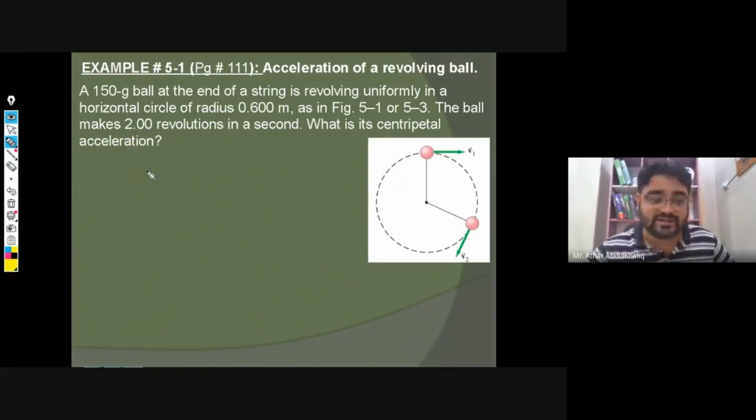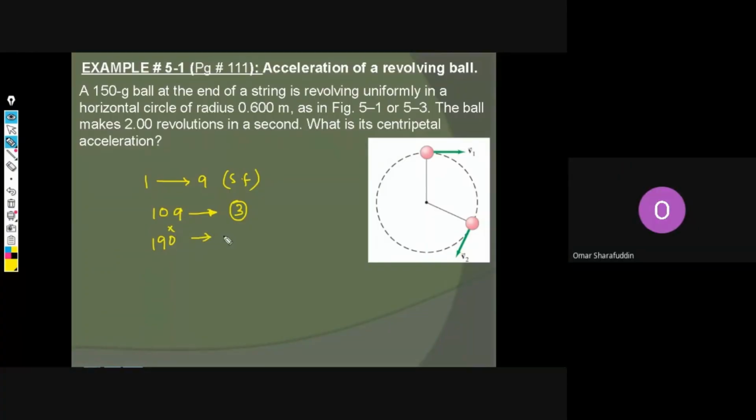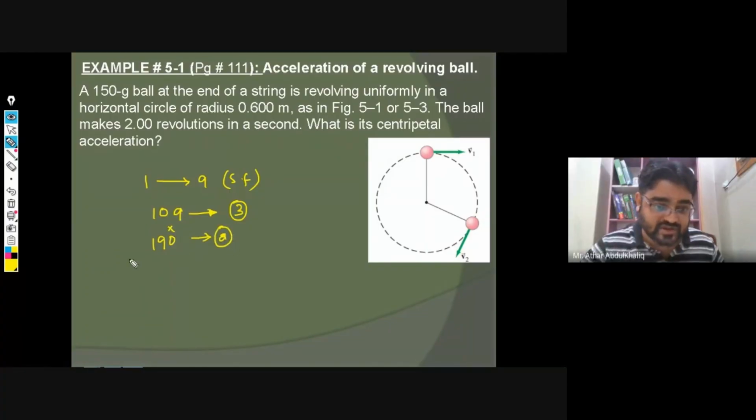For significant figures, all the numbers 1 to 9 are significant. All the digits 1 to 9 are significant. A 0 in between is significant. So how many significant figures here? 3.109, that is 3. 190, the 0 on the right without a decimal is not significant. Two significant figures.